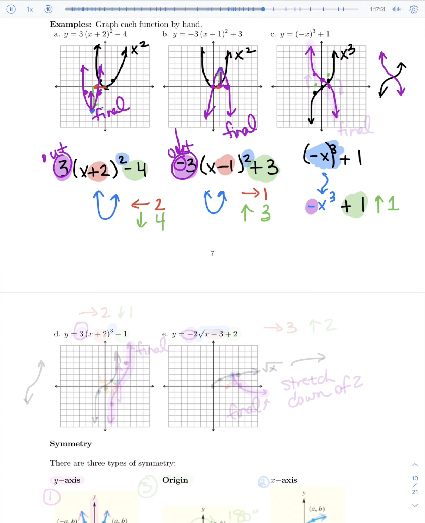So it flipped upside down. Whatever was going down flipped up, and whatever was up flipped down, and gave us our final graph here, this purple graph in the middle. And that's our final graph.